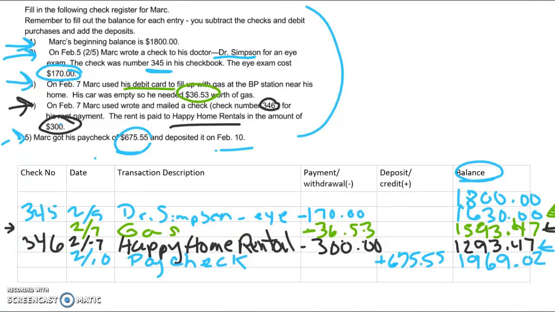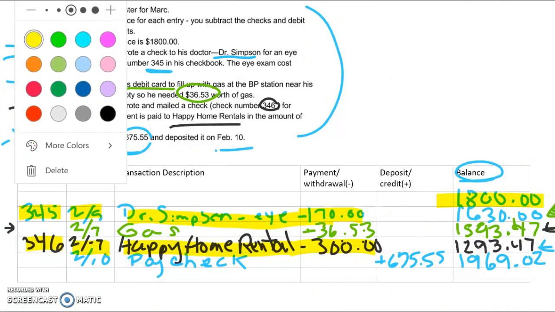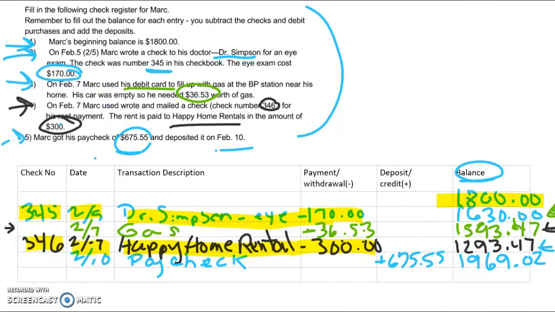So you always want to have a beginning balance in your checking account. And then when we write a check, we want to write the check number, the date of the check, who that check is to, and the amount of that check. Remember, checks are subtracted from your balance. If we use a debit card, we want to make sure that we indicate what date we used that debit card, what it was for, and what the amount was.